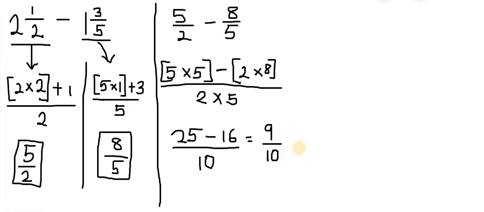Okay, there's no common factors between the top number and the bottom number, so that's where our final answer is, 9 over 10. Okay, that should be straightforward. Practice a couple of questions and you'll be fine.